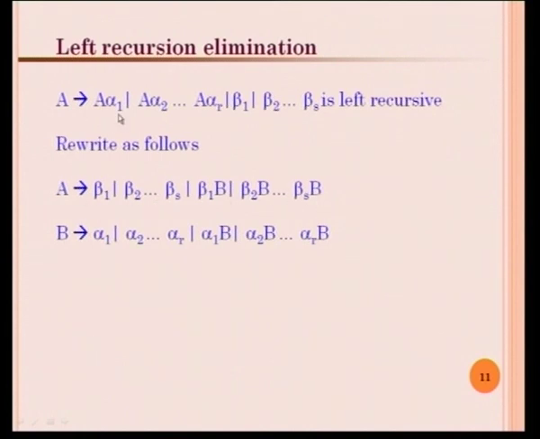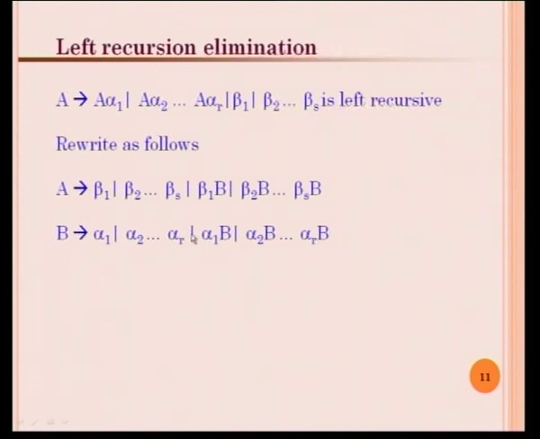So, for A we actually have r plus s number of production rules. We still have r plus s production rules, but the production rules with left recursion are rewritten in such a way that beta 1 B, beta 2 B, etc. up to beta s B are the new set of rules. Then after that we introduce the new rules for B. The new rules for B are alpha 1, whatever is remaining of the left recursive rules. So, we have alpha 1, then alpha 2, etc. up to alpha r, these are all the remaining components of this A.